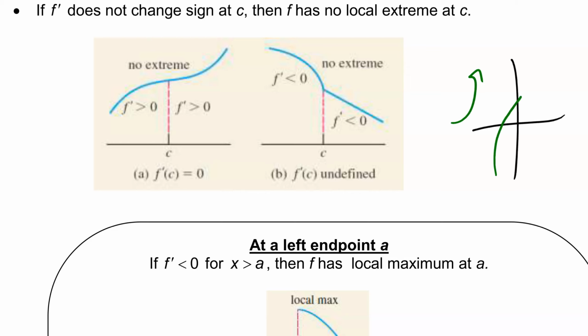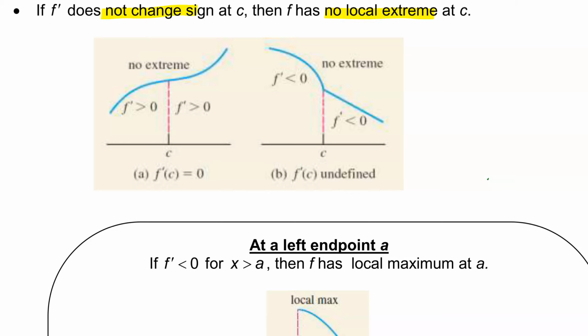I wasn't sure if my graph was going to come up this way or like that. All right, so if our graph looks something like this, it is a critical point right here at C, but it's not a max or a min, right? Okay, I think that was a little confusing. Let me erase that. Okay, so if the sign doesn't change, you have no local extrema.